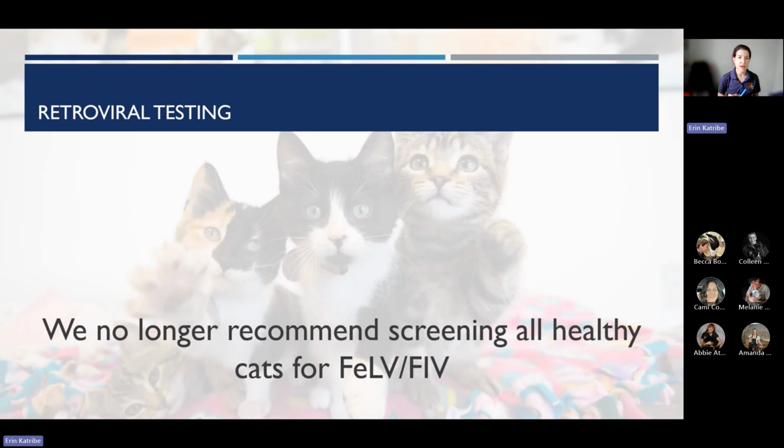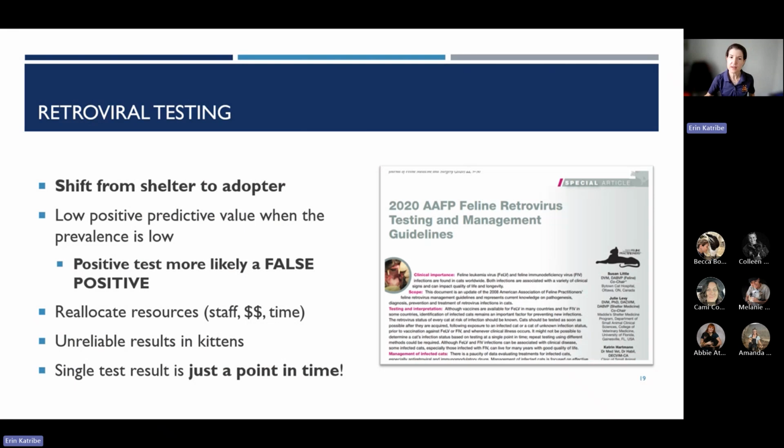Retroviral testing. So for FeLV and FIV, we no longer in shelters recommend screening all healthy cats for these diseases. Here's a little bit more on why. This was the 2020, so the most recent version of the AAFP retrovirus testing and management guidelines. And even in these 2020 guidelines, AAFP recognizes the desire to shift the burden of testing from the shelter organization to post-adoption. There are a number of reasons for this.